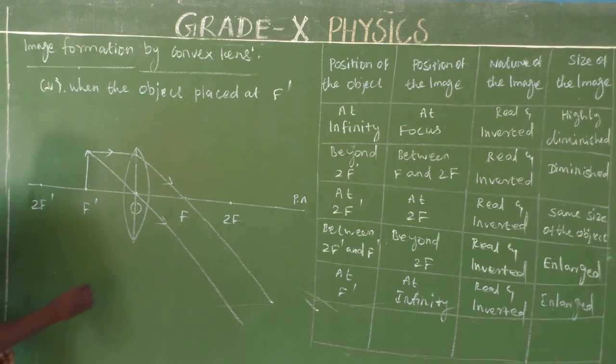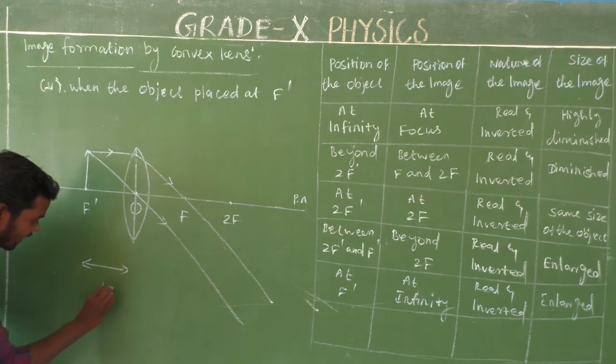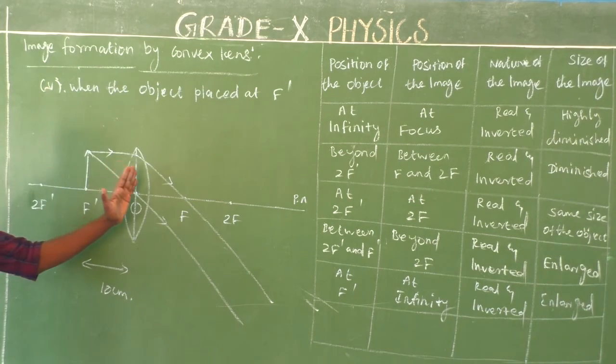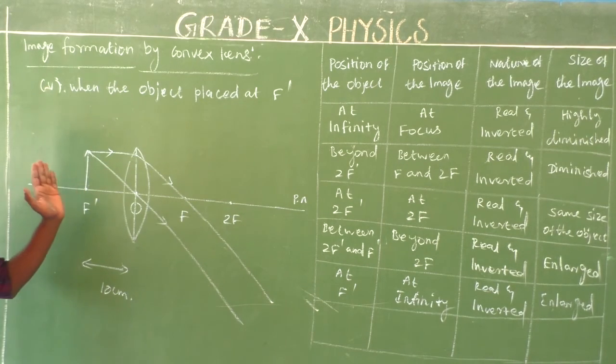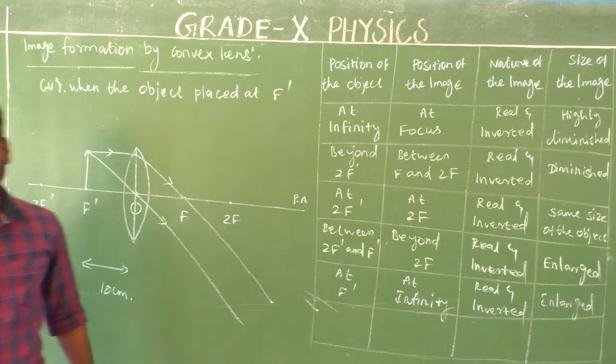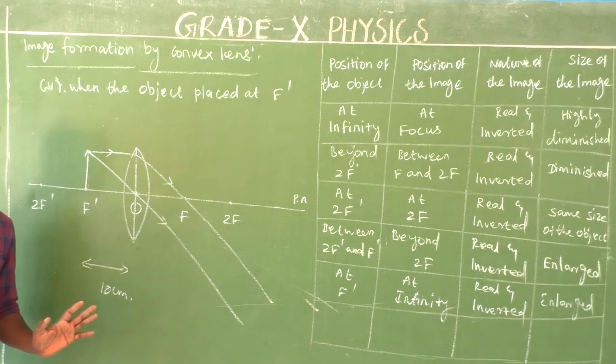Now consider the focal length value. What is focal length? The distance between the optical center and the focus, say 10 centimeter. We place the object at 10 centimeter from the optical center O. Where will the image be formed? The image will be formed at infinity. That's all, very simple. Is it clear?